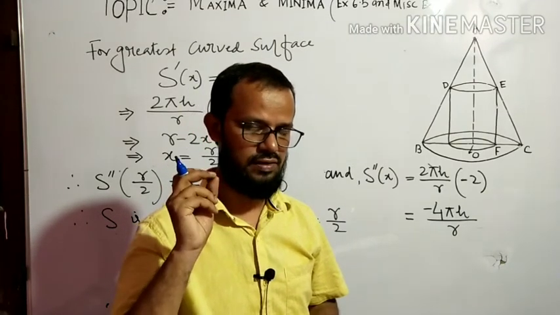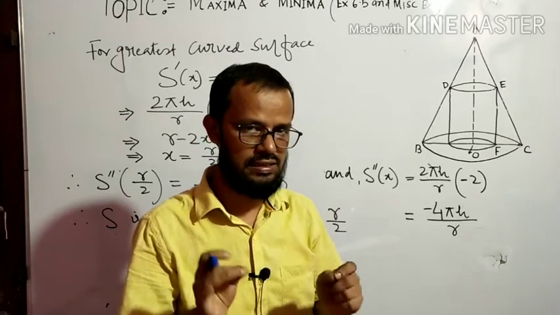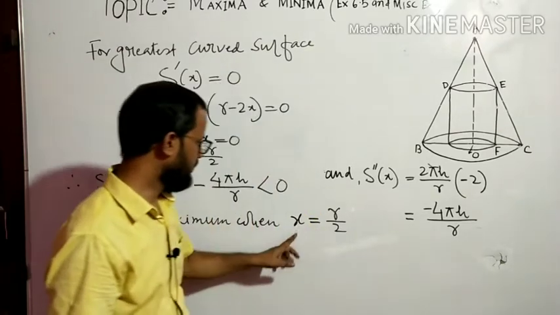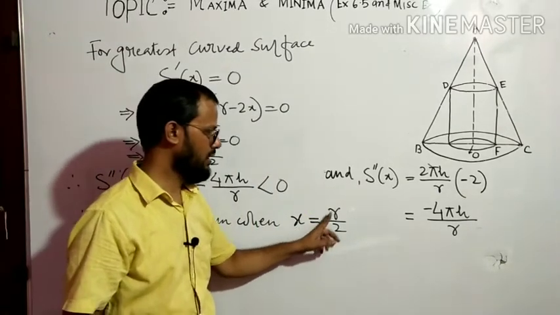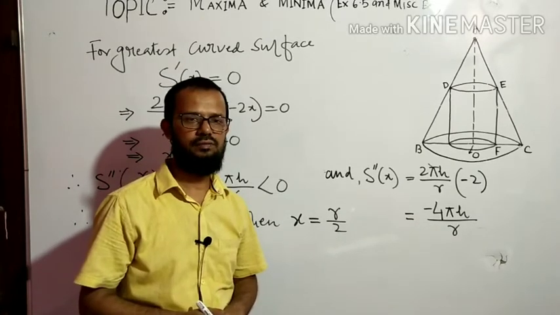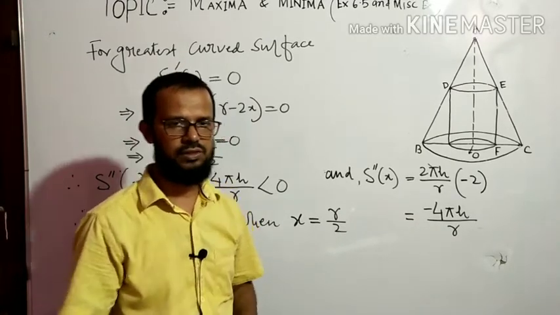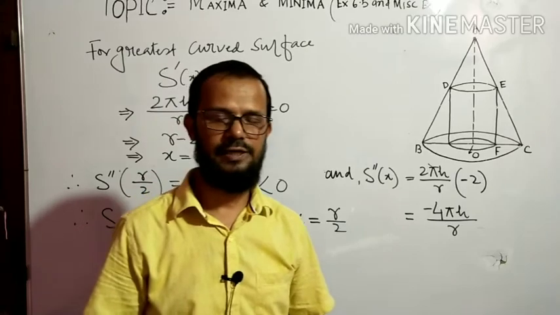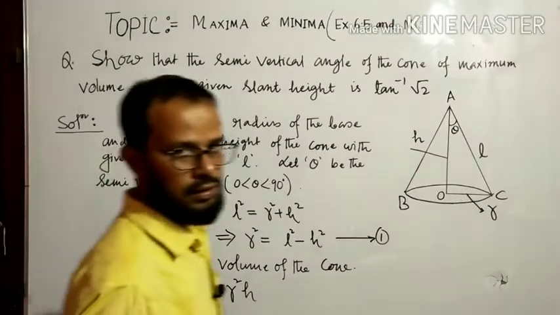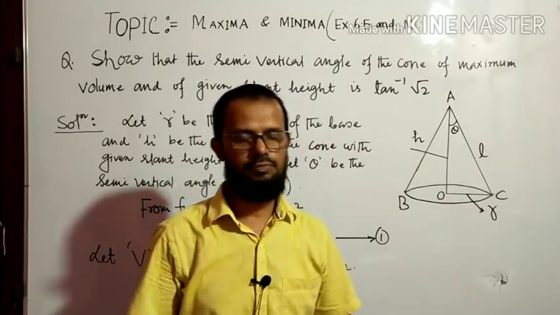And when the surface of the cylinder is greatest, in such cases the radius of the cylinder is equal to what? Half of the radius of the cone. That is the demand of the question, and we have also already achieved it. Okay, I hope you understand. Let us move ahead with the next problem.